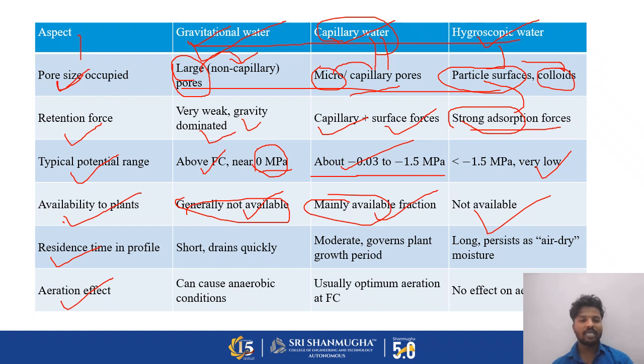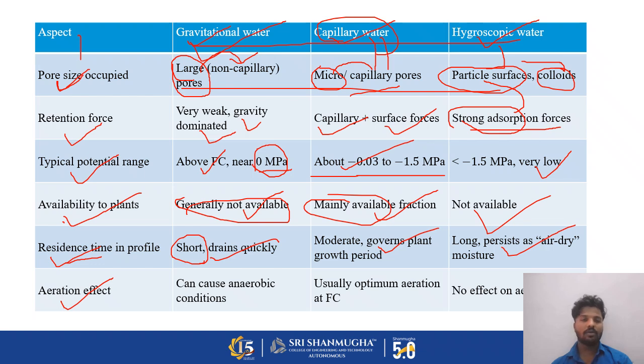Then residence time, that is the retention time in the soil profile. Gravitational water is available in the soil profile for a very short period only because it drains quickly. Capillary water is moderately available in the soil profile, and it governs the plant growth period. Hygroscopic water is present for a long period on the surface of the soil particle because it persists as hair dry moisture.